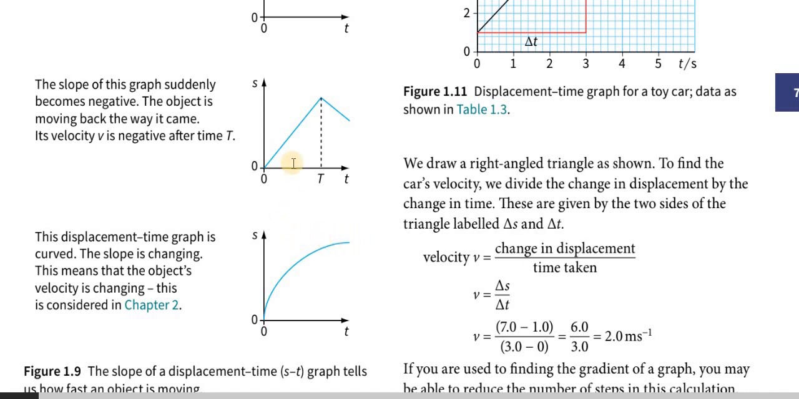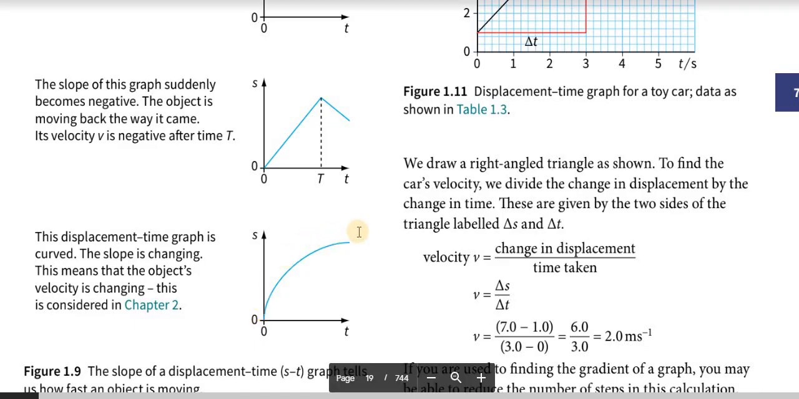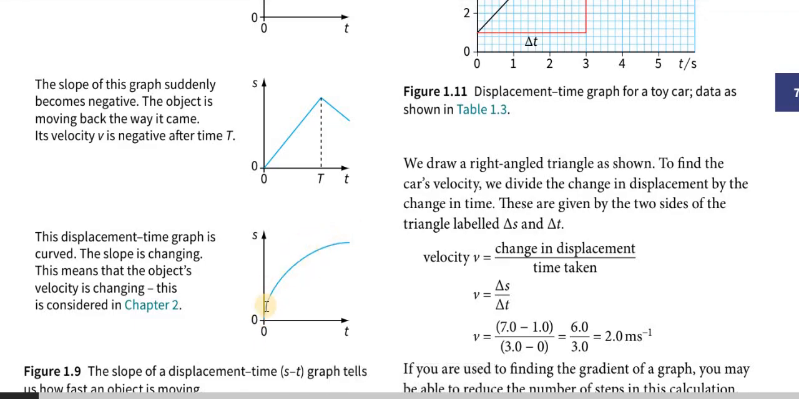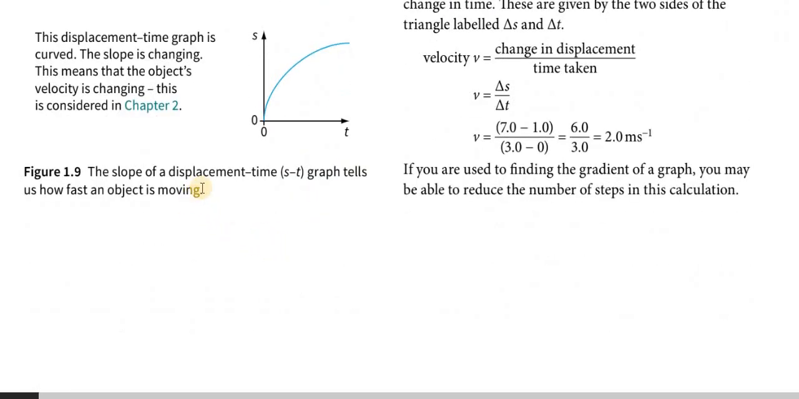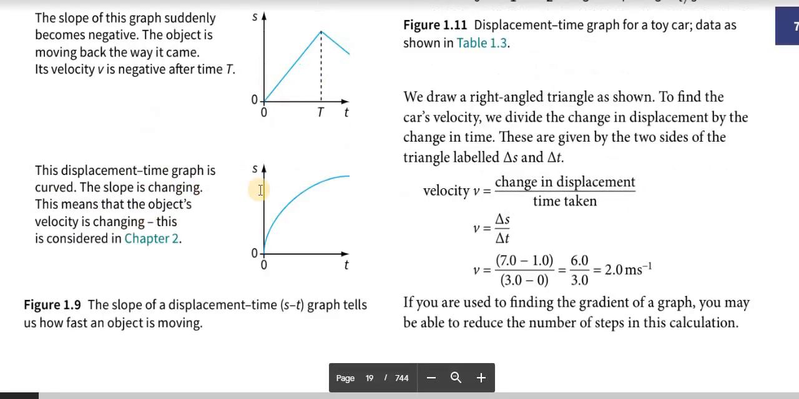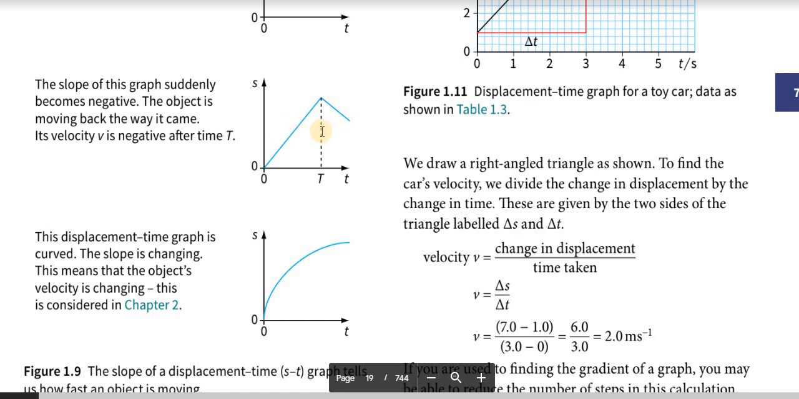Something that students confuse is negative velocity with decreasing velocity. Over here the velocity is constant. Here also the velocity is constant. But over here what happens is the velocity is not constant. It's changing and decreasing. The velocity is changing and decreasing. Okay, the slope of a displacement time graph tells us how fast an object is moving. So make sure you don't confuse this with this one.